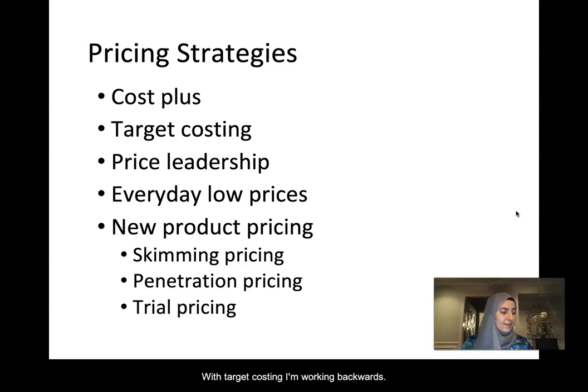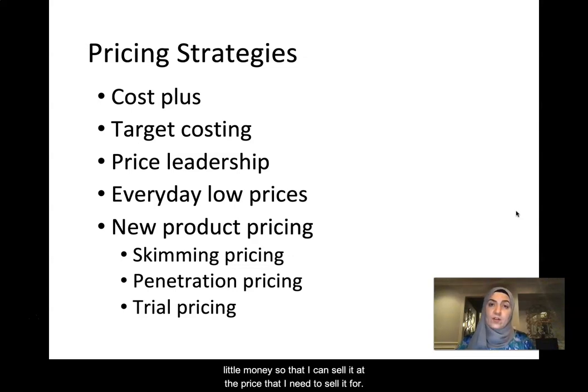With target costing, I'm working backwards. I have a certain price that I know my customer is not going to pay any more than for the product. And I work backward to see what I need to do in terms of sourcing my materials, getting my labor costs under control, my shipping costs, whatever it takes, so that I can make the product affordable enough, make it cost me little money so that I can sell it at the price that I need to sell it for.